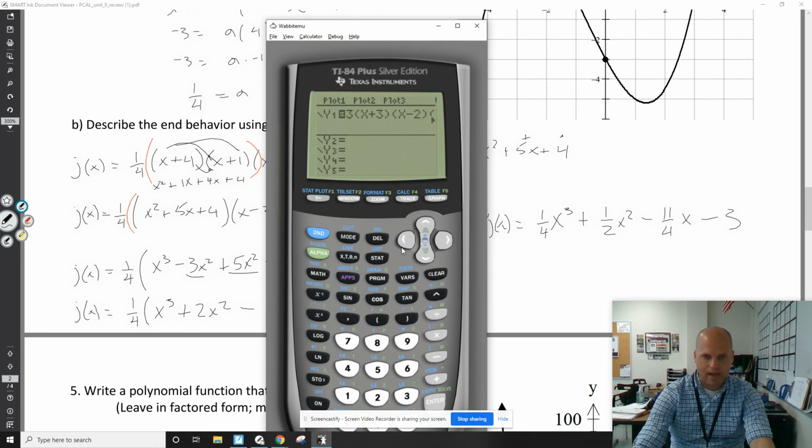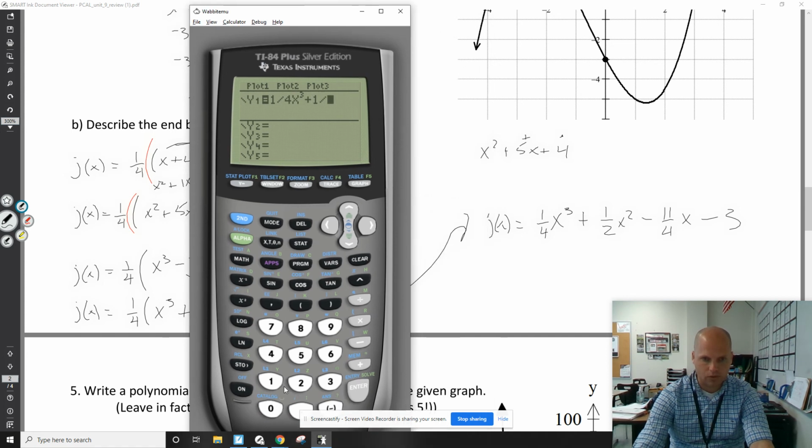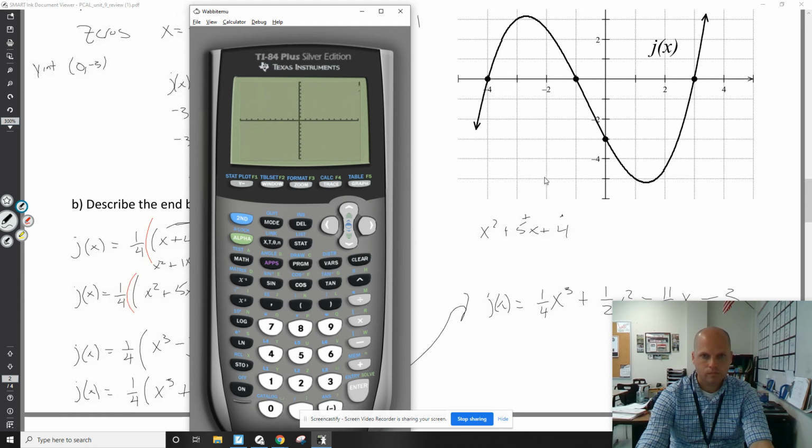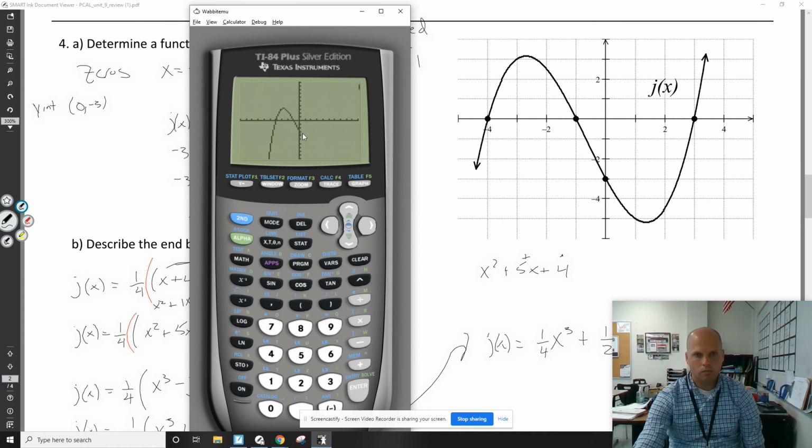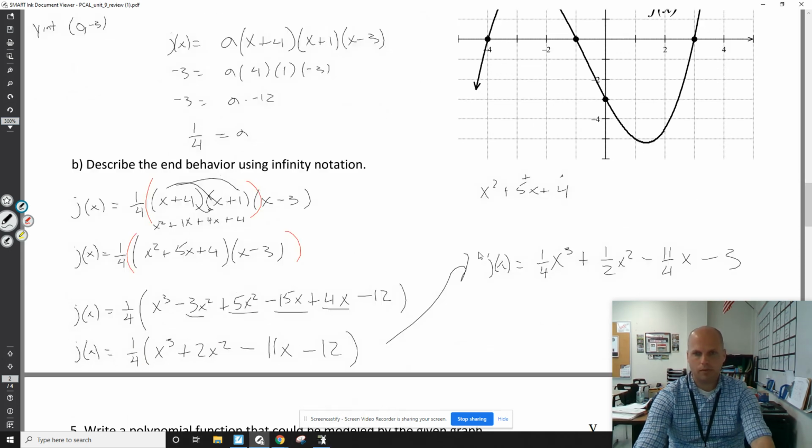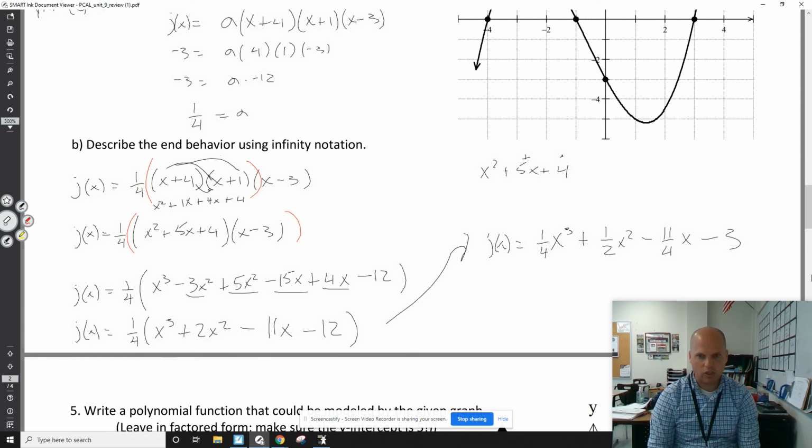If I graphed that, I'm going to see exactly what I see in the picture. You won't be able to do this on the test because you can't use a calculator on the test. Beautiful. We got our zeros. We got our y-intercept. Looks good. End behavior, might as well do that.